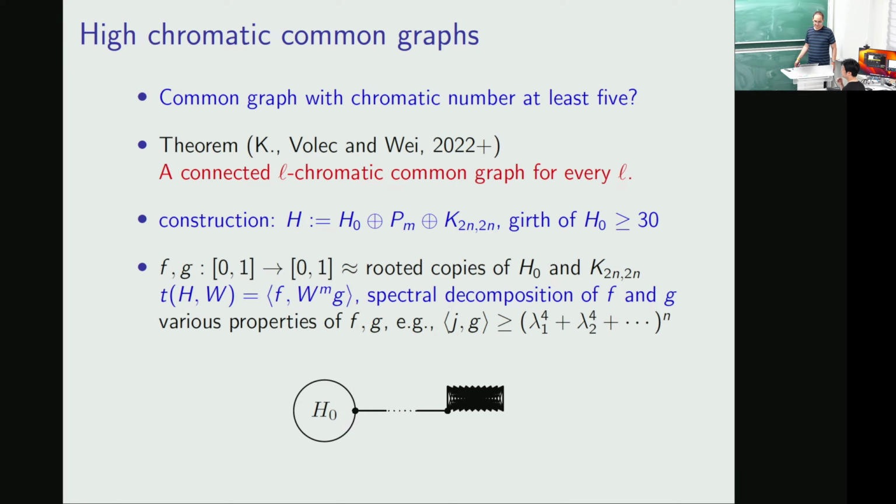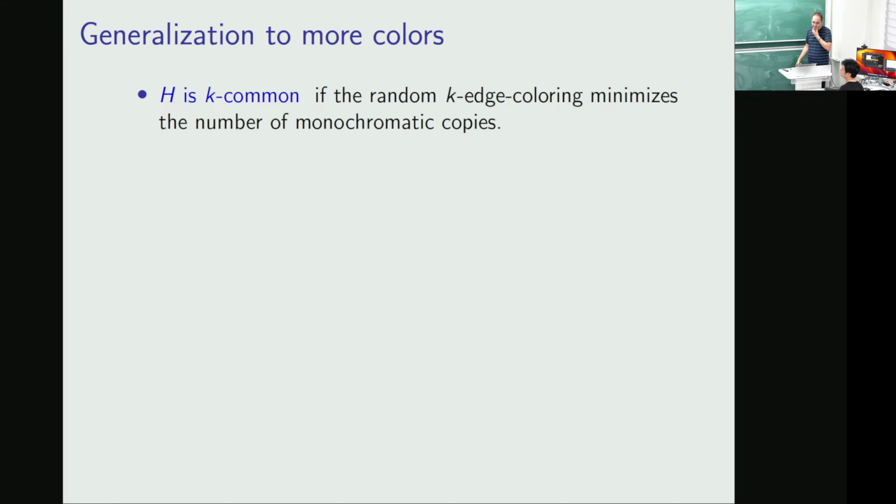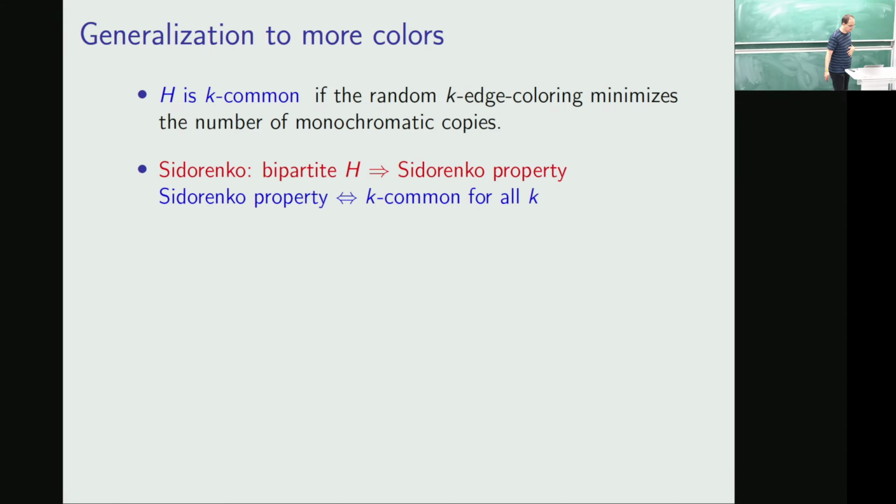Good. So I have a slide on the generalization to more colors, which is what you would expect. H is k-common if the random k-coloring is the minimizer of the number of monochromatic copies. Sidorenko's conjecture implies that every bipartite graph has the Sidorenko property, and therefore it would be k-common for all k. And what is actually interesting is that it holds the other way around. If I have a graph which is k-common for all k, it actually has the Sidorenko property.